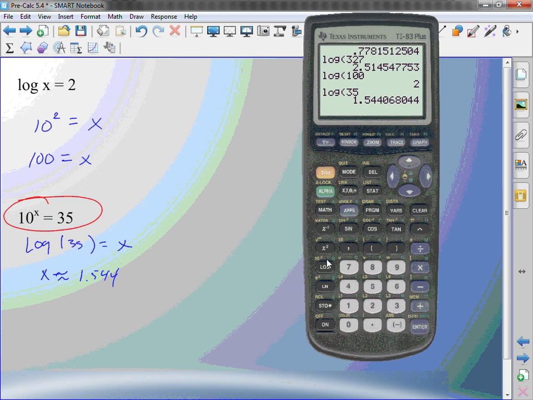Now, if I take second log, that takes 10 to the answer. I get 35. So 10 to the whatever this was will give me 35. Now, of course, if I do 10 to the 1.544, do I get 35? No. Why don't I? We rounded. That's why.